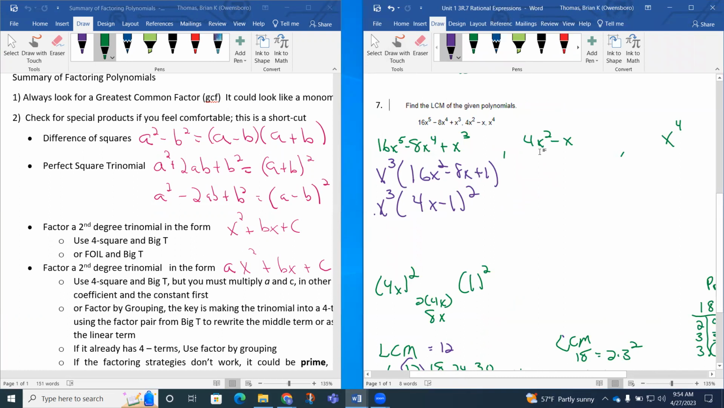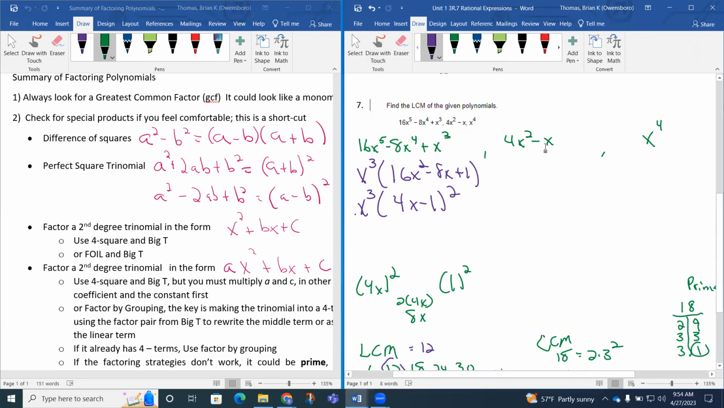So if I look at the next polynomial, is it factorable? It looks like they both have an x in common. So I can pull an x out. And if I do, this is going to give me a 4x. And this, remember, x divided by x is going to leave me a 1 there. So this is going to give me x times 4x minus 1. So this last thing is we have an x to the 4th. So it's really just a monomial.